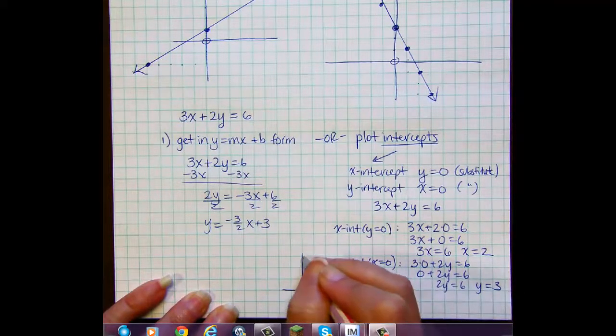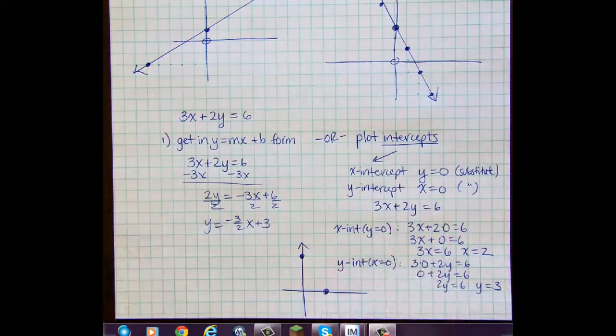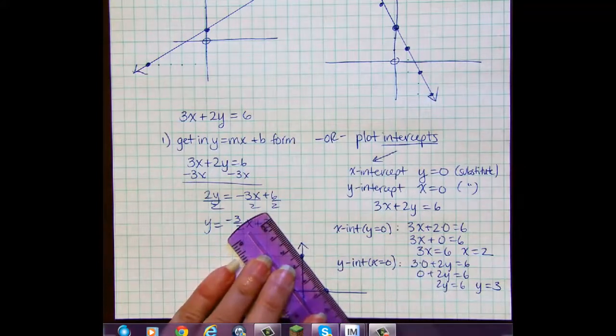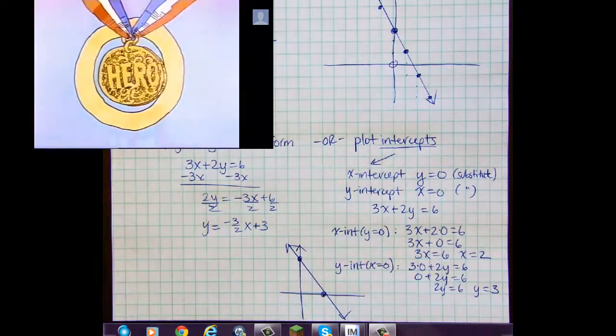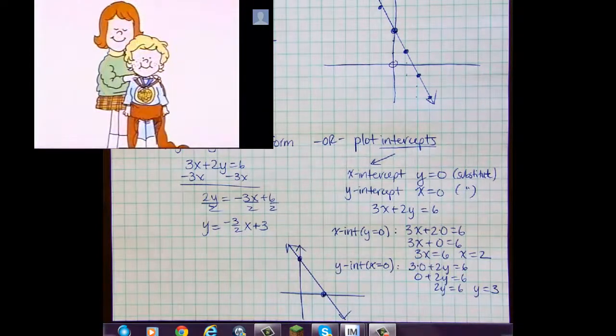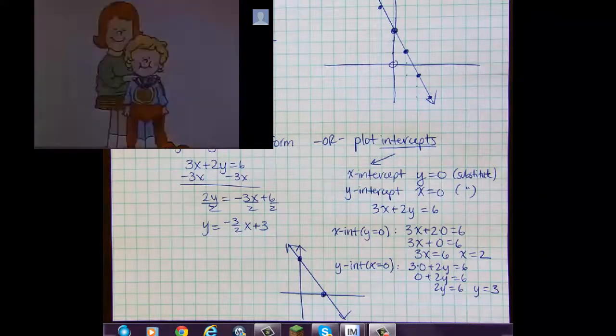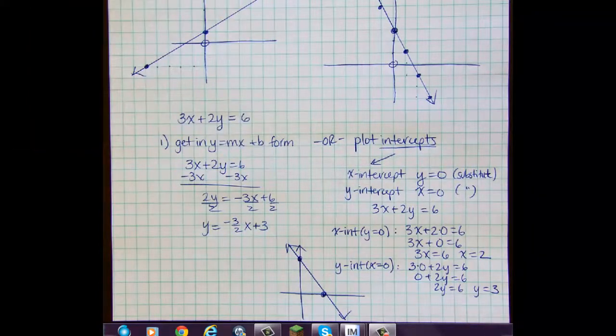My x-intercept is 2, my y-intercept is 3, so when I connect that I see again that the y-intercept is 3 from y equals mx plus b, and my slope is negative 3 over 2, rise over run. And that's it. We'll talk about horizontal and vertical lines in class.